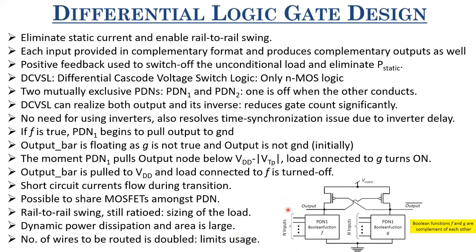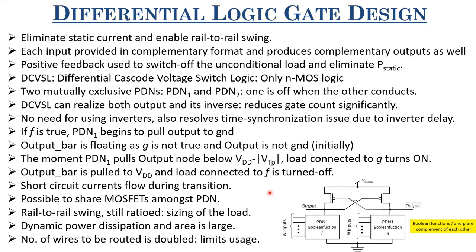If the output and output bar are also there for all the gates, then they have to be routed because they are all connected, right? So that routing becomes very complex, and that is something which limits the use. Although it shows all these advantages, time synchronization and delay are also resolved, and so on. But the number of wires to be routed is doubled, and that kind of limits its use. So we should be very careful.